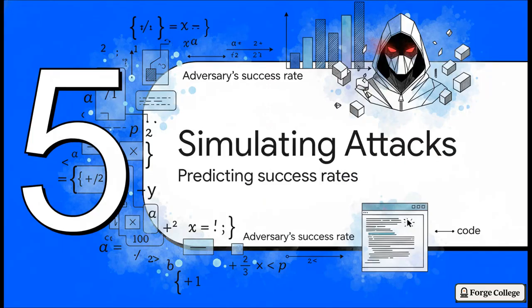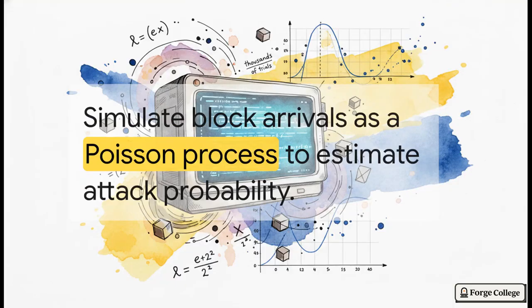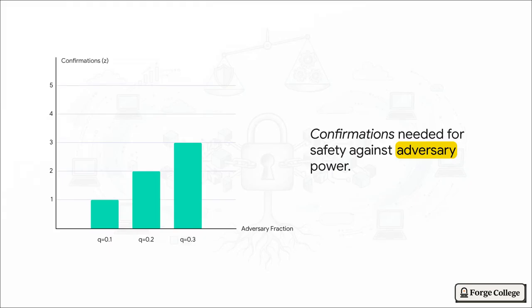That brings us to Section 5, simulating attacks and predicting success rates. The cool thing here is you don't just have to guess if the villain will catch the train. You can actually model it out with a simple Python simulation. By modeling block arrivals as a Poisson process, we can run tens of thousands of trials. We basically sweep through different values of Q, simulating that race between the honest network and the adversary over and over again. This helps us find the exact empirical probability of a successful chain takeover. And the mathematical output visually proves that as the number of confirmations, which we call Z, increases, the adversary's probability of success just drops like a rock.